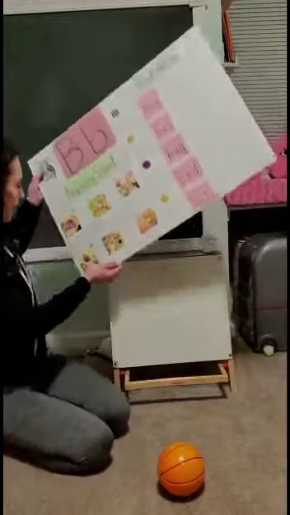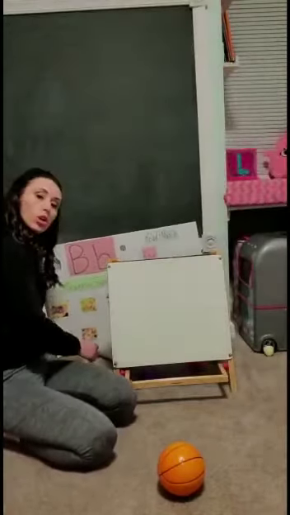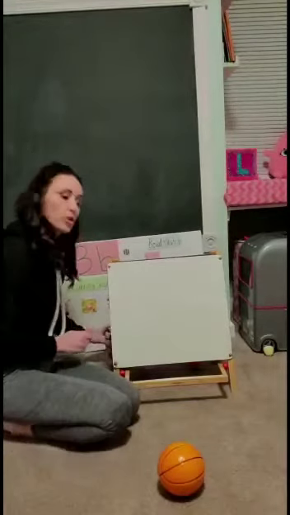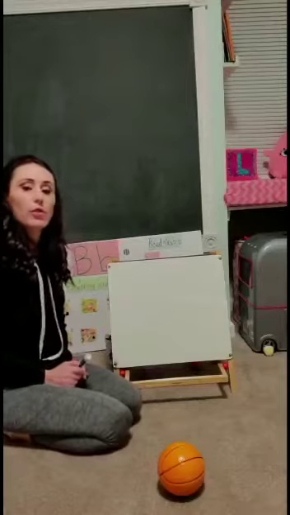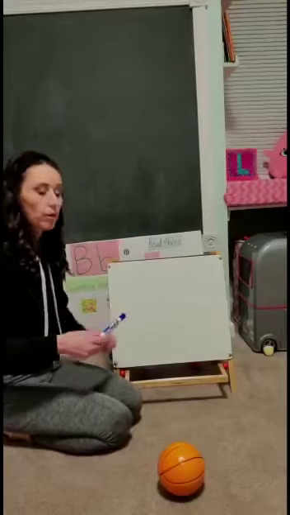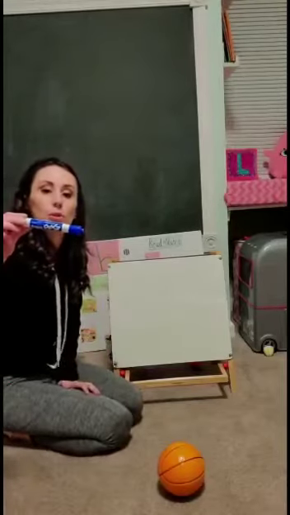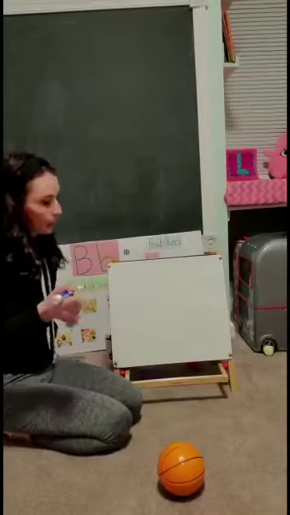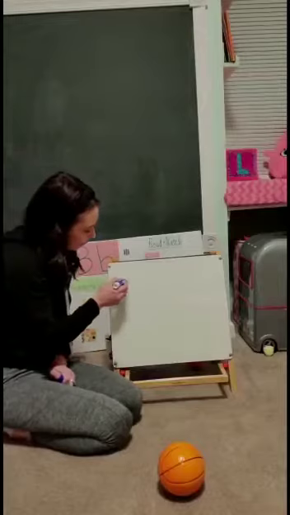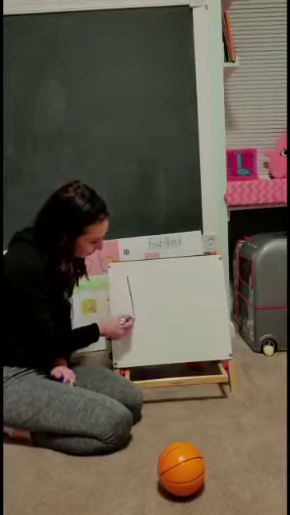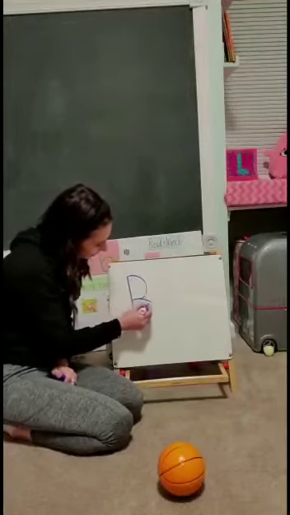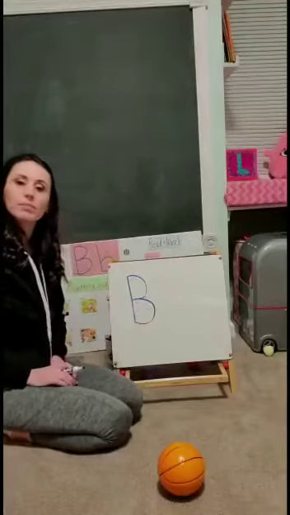So let's make it. Now, guys, it's your turn. Get your paper ready, or get your whiteboard ready. Let's form the capital B. Oh, and I decided to use blue today because blue starts with the letter B. Ready? Let's try it together. Make your stick down. Pick it up. Go in and back out. It's that easy.